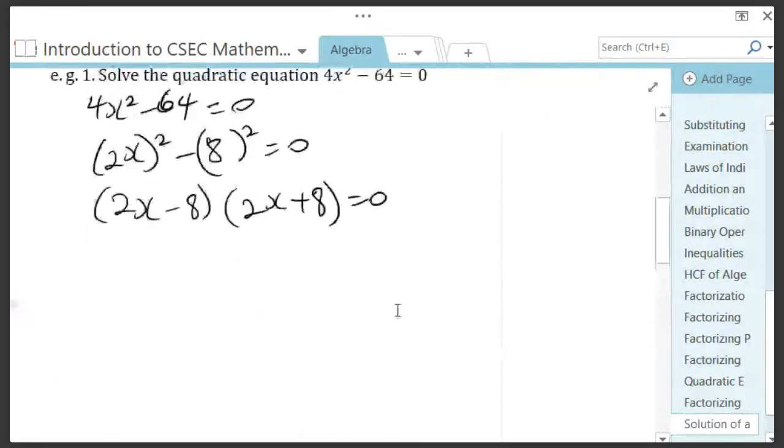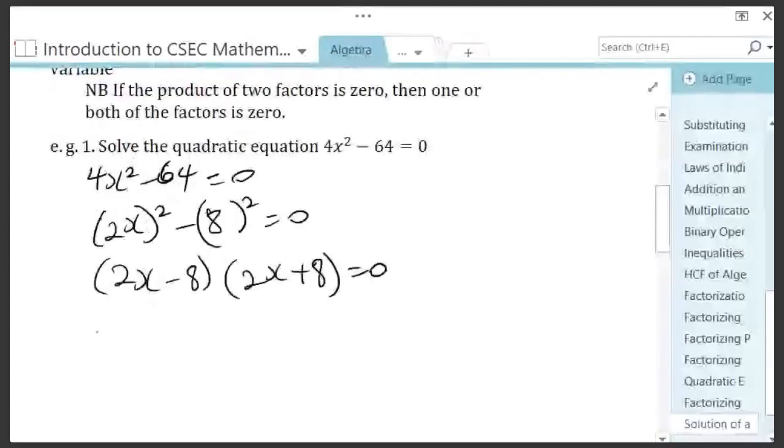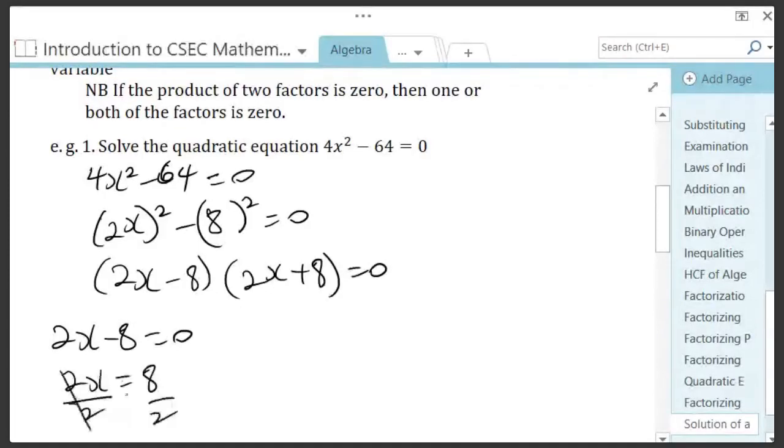We need to solve this. Okay? So we're going to take each of the conjugates and put it equal to 0. So this here is 2x minus 8 is equal to 0. 2x is equal to 8. Divide by 2, divide by 2. So we have here that x is equal to 4.